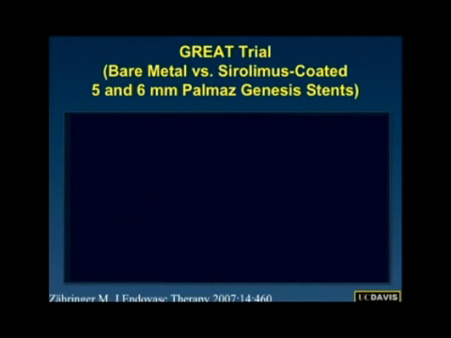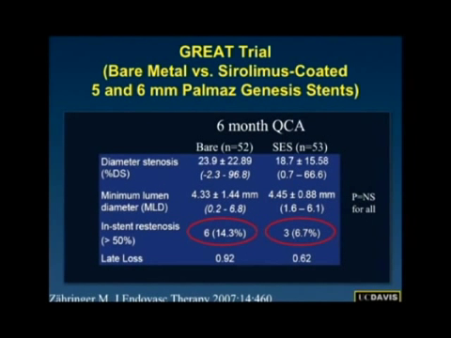So moving on to the renal arteries, there's really only one randomized trial so far published that looks at the potential benefit of a drug-eluting stent in renal arteries. So this was bare metal stenting versus Sirolimus-coated stenting in 5 and 6 millimeter Palmaz Genesis stents. The primary endpoint, which was a 6-month quantitative vessel analysis, was non-significant for all variables shown. And I would point out that the in-stent restenosis rate for a bare metal stent was quite low at 14%, lower in sirolimus at 6.7, but essentially not significant.